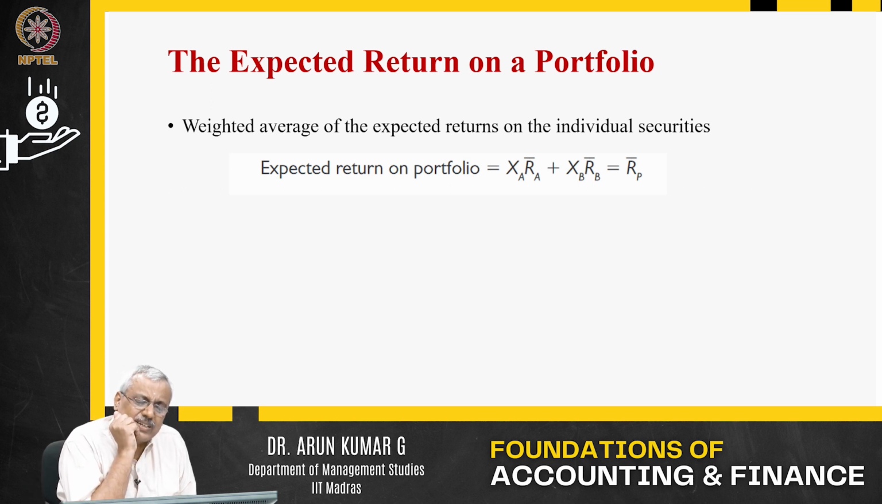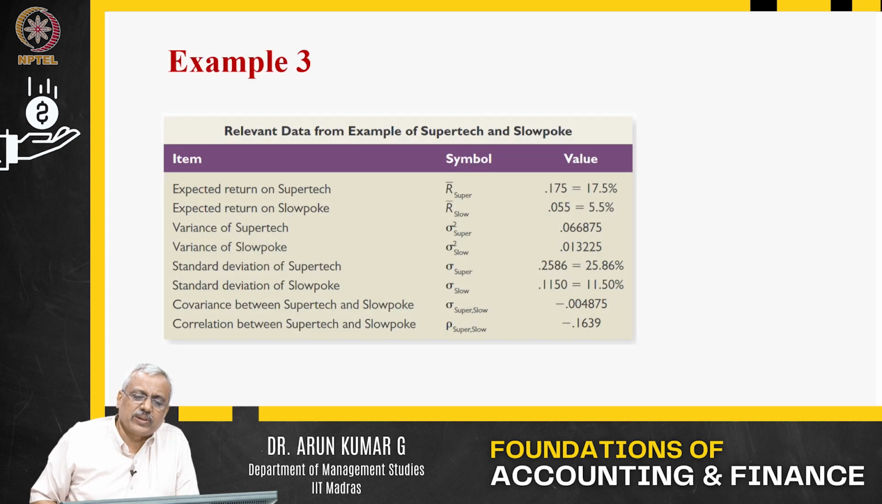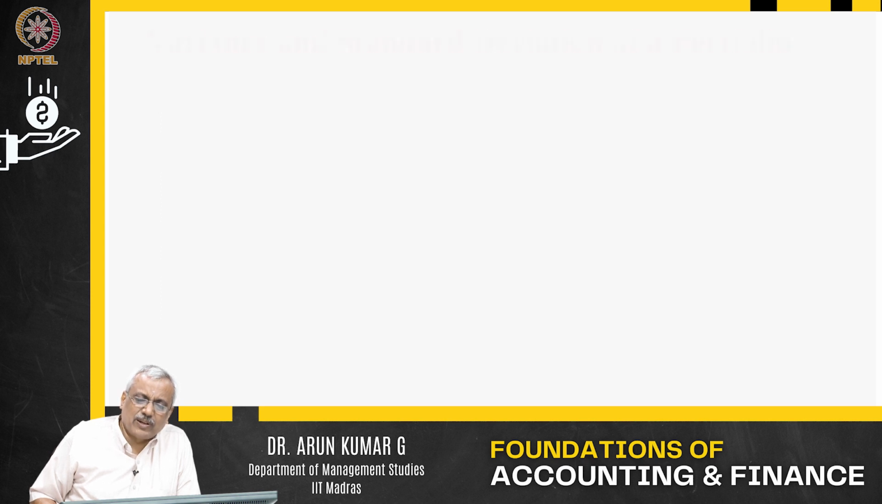So, when we say expected return of a portfolio, it is nothing but the weighted average of the expected returns of the individual securities. The weights are the percentage of money you are putting in each of these instruments in the portfolio. Continuing, we did calculate covariance and correlation, and I have just mentioned those figures in this particular slide.